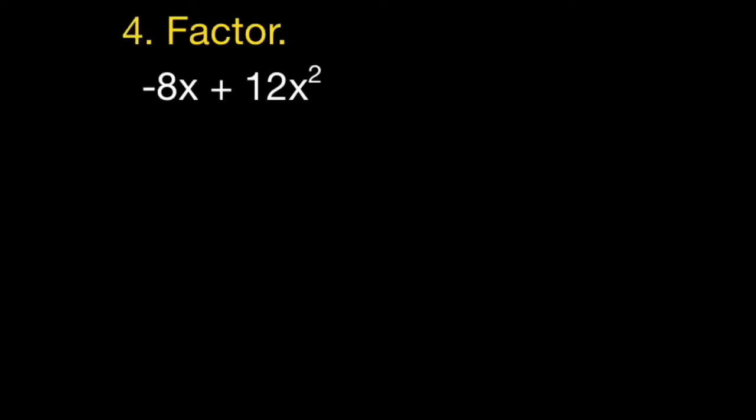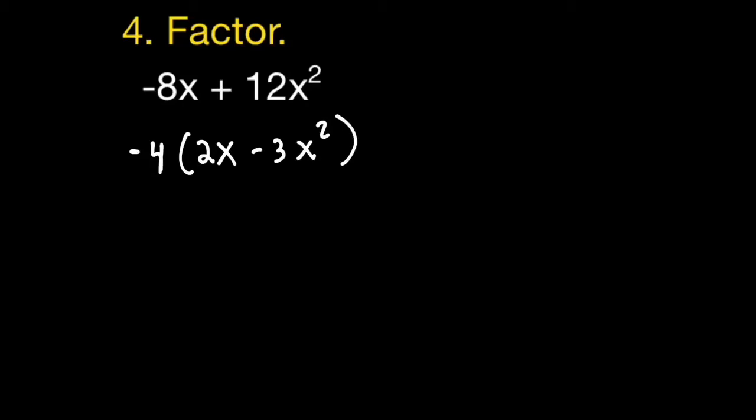Example 4, negative 8x plus 12x squared. First, we are going to look at the coefficients 8 and 12, and we have to decide what would be the greatest common factor. After a few moments of thinking, we should come to the conclusion that we can factor out a 4. Notice that there's a negative in front of the 8, so I'm actually going to be factoring out a negative 4. And negative 8x divided by negative 4 gives me a positive 2x. And then a positive 12x squared divided by a negative 4 gives me a negative 3x squared.